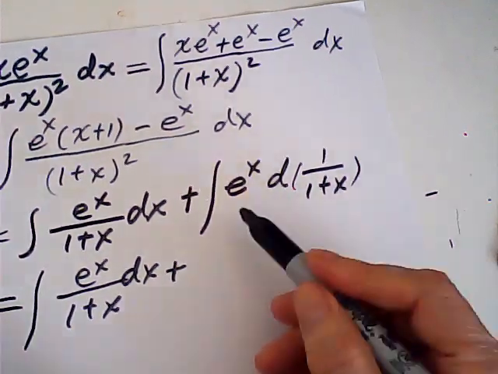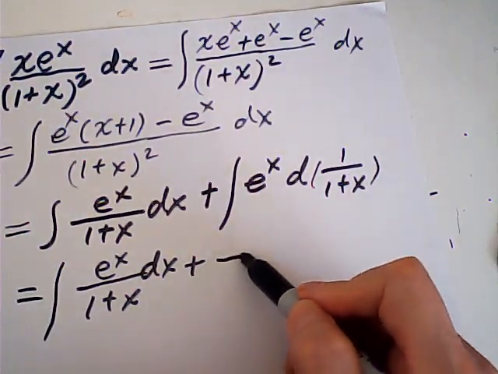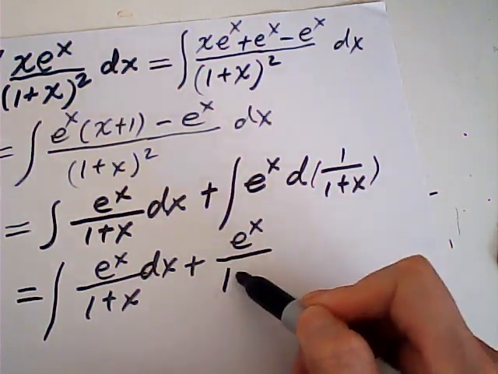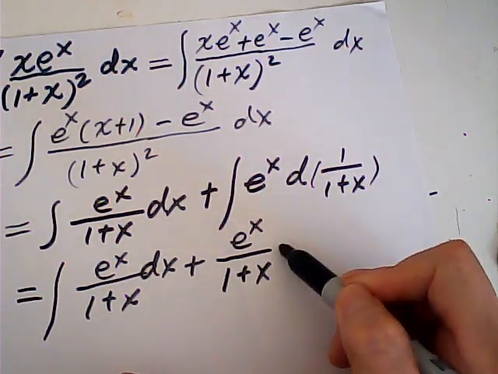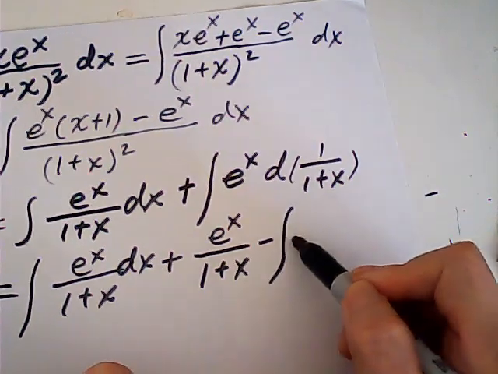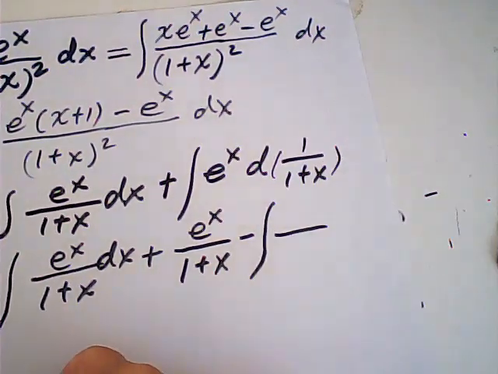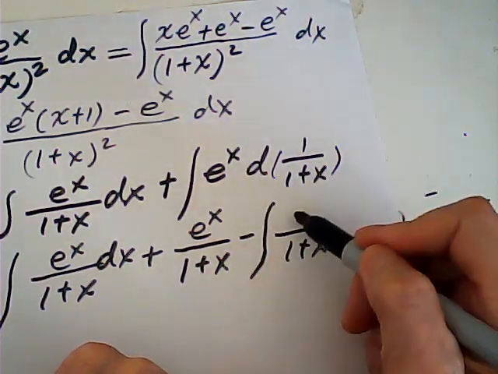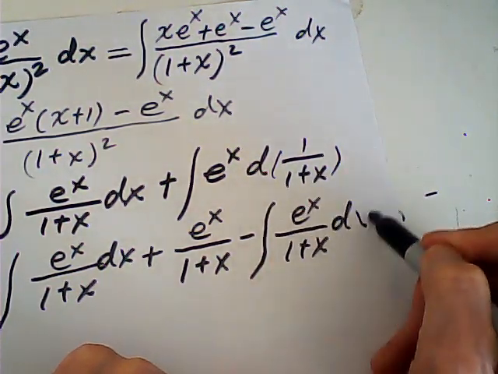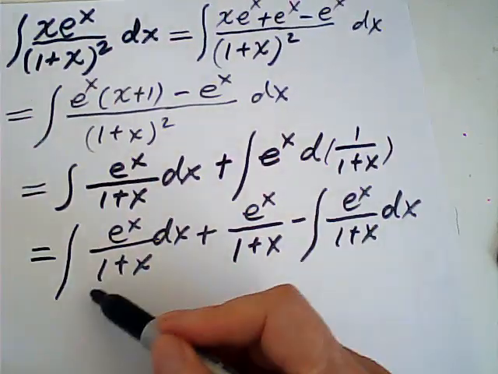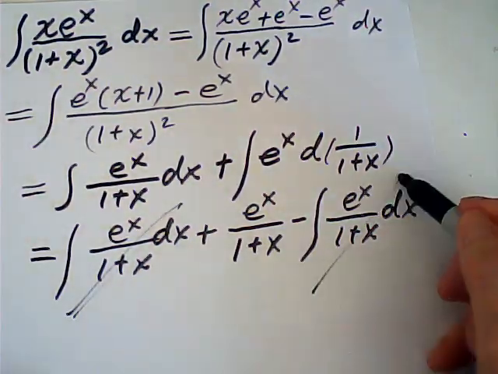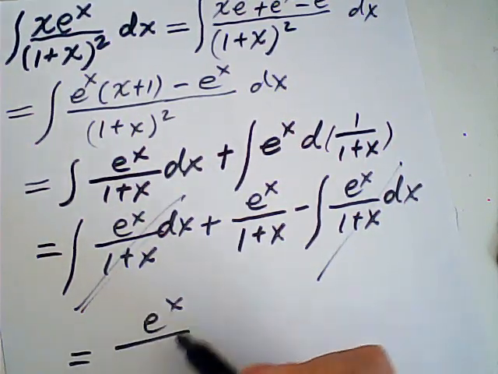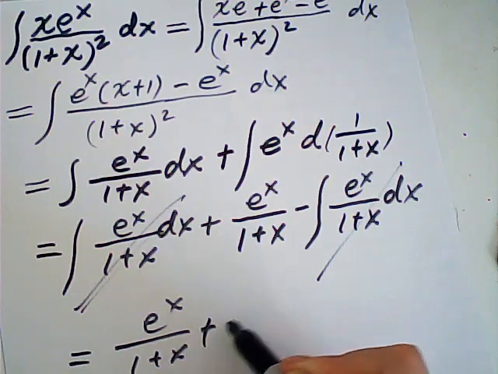Now this can be done by parts, right? So this is u, this is dv. So this is uv minus the integral of v du. v is 1 plus x, du is e to the x dx. See, that one cancels with this one, no? So the result is e to the x times (1 plus x) plus c.